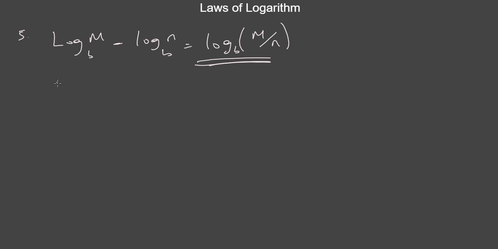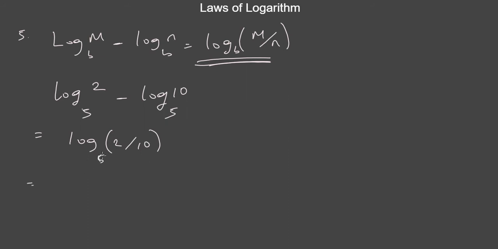So let's say I have something like log of 2 to base 5, minus log of 10 to base 5. So the question is, what is the result here? To simplify this, we take the log of 2, then we divide by 10, to base 5. What is 2 divided by 10? That will give us log of 1 over 5 to base 5.